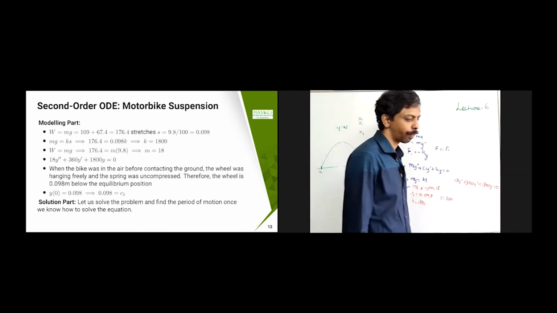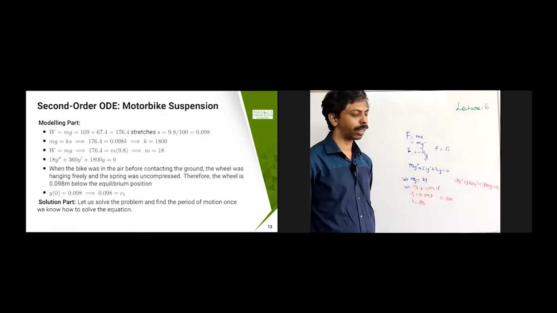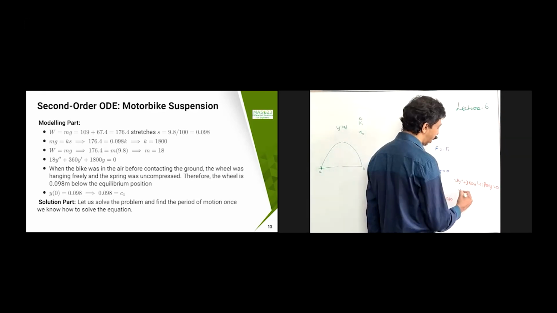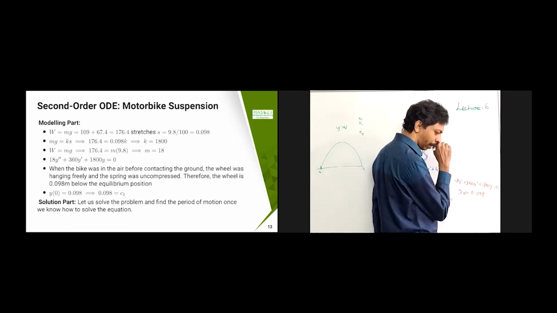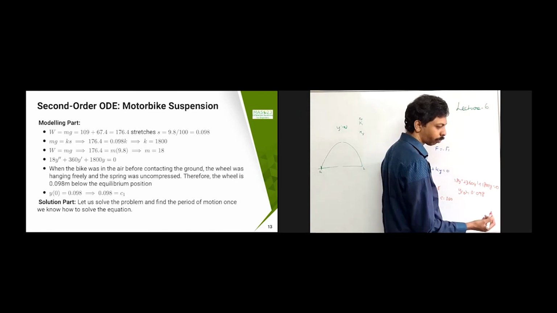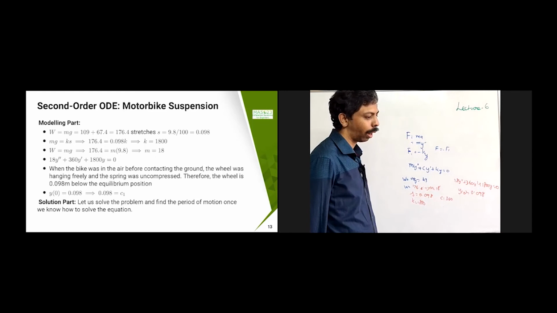When the bike was in the air before contacting the ground, the wheel was hanging freely and the spring was uncompressed. Therefore, the wheel is 0.098 meter below the equilibrium position. So we get y of 0 equal to 0.098. You can just model it as mechanical engineers, and that is nothing but your y1. That is going to give you y of 0.